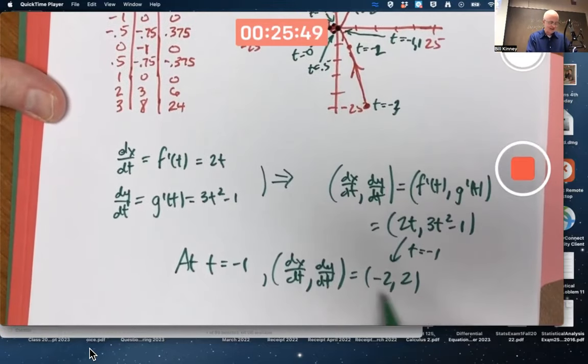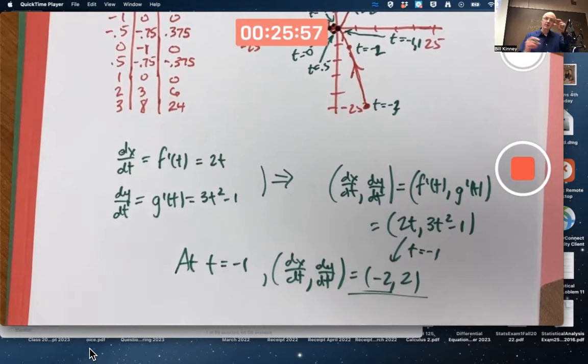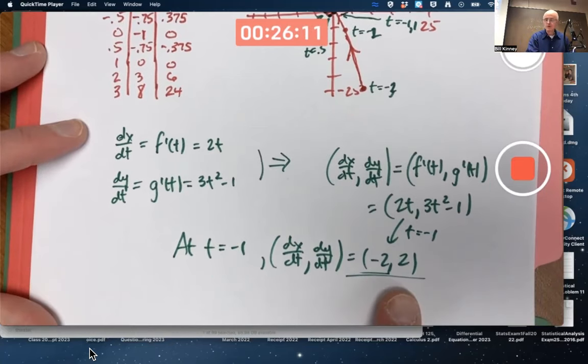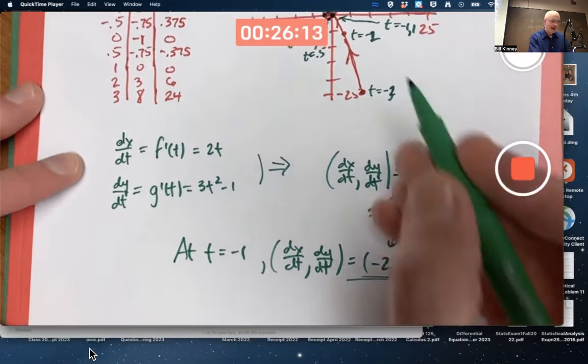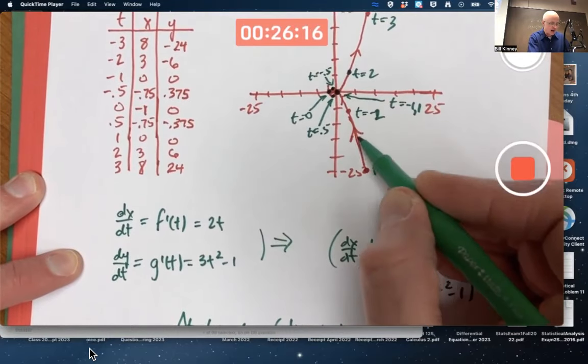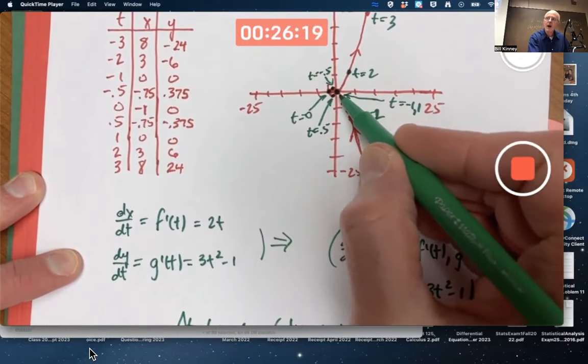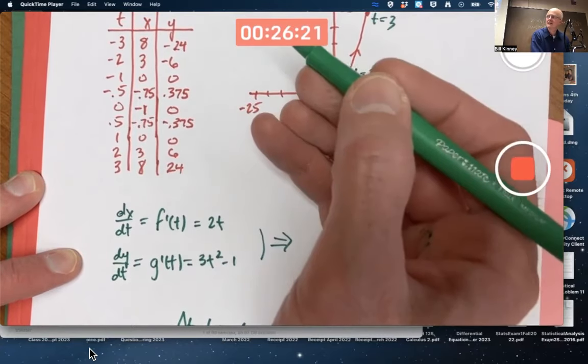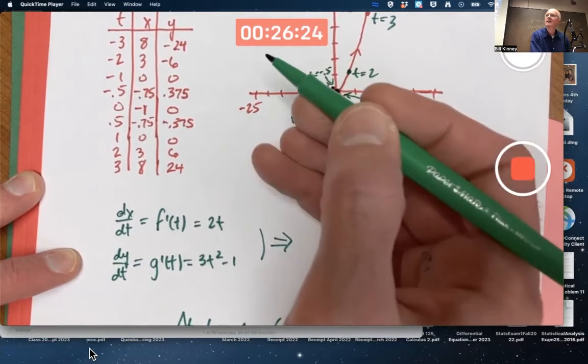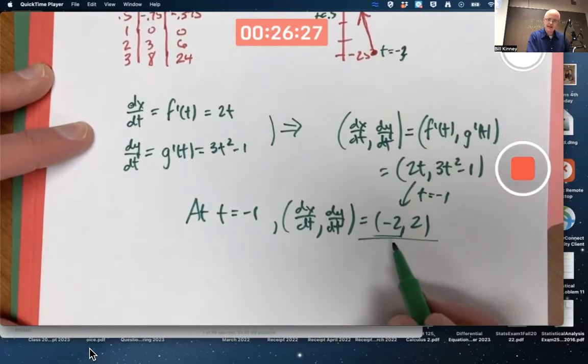What does the velocity at time -1 mean? The x velocity, the x component being -2, means at that moment in time, your velocity in the x direction is -2. That's the instantaneous velocity in the horizontal direction. And it's to the left because it's negative. And your instantaneous velocity in the vertical direction is +2, upward. Yeah, at this point right here, as we travel this way and come to the origin, we are moving to the northwest. X is decreasing and y is increasing. That's why this derivative is negative and that derivative is positive.